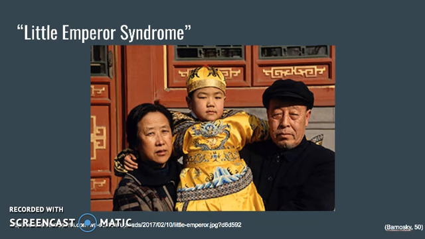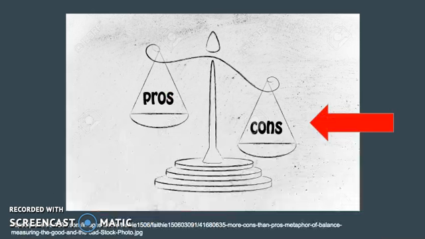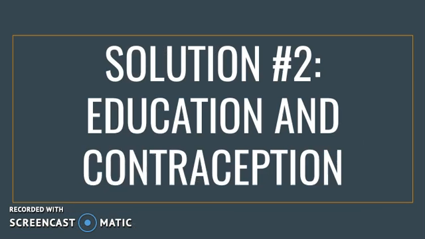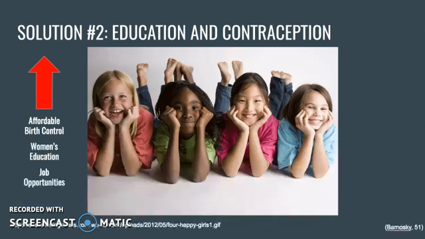Finally, millions of children growing up with no siblings has created cases of little emperor syndrome, where many members of recent Chinese generations exhibit poor social skills, feel entitled, and are risk averse. Ultimately, in the biggest example of government-instituted population control, the short-term detriments create a tough case against the long-term benefit of lowered population. Solution number 2, education and contraception.